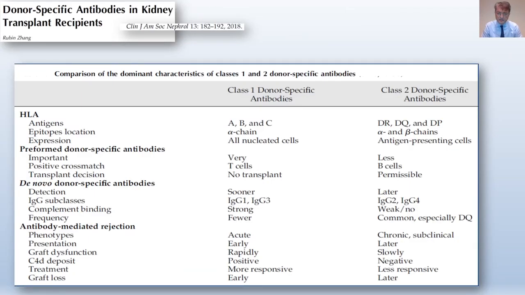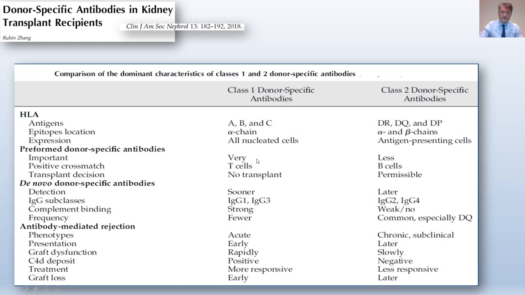Just to remind you, for DSA we have class I and class II antibodies, and those of class I are against the antigens A, B, C. The location of epitopes is the alpha chain, and expression is on all nucleated cells. Class II antigens are DR, DQ, DP, located on alpha and beta chains, and the expression is on the antigen-presenting cells.